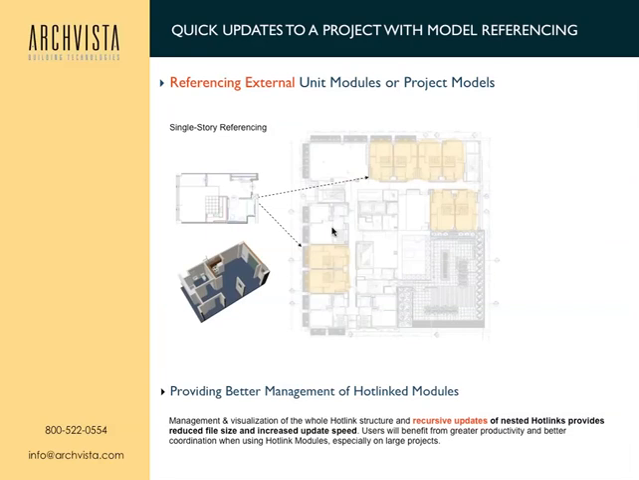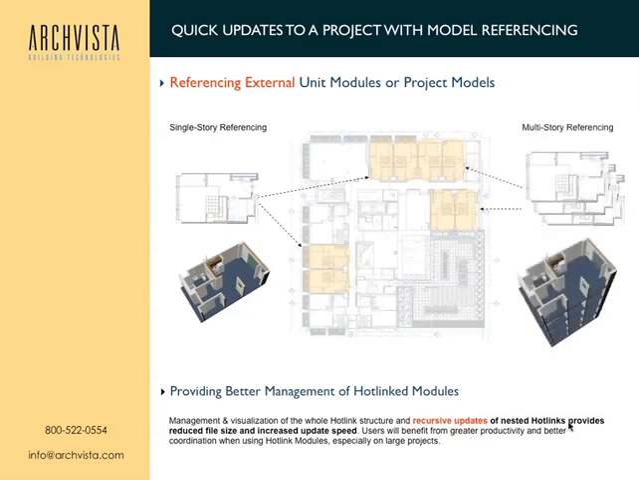Additionally, we have something in ArchiCAD called model referencing. This allows us to reference unit modules or project models. For example, if you've got a multifamily project with unit A repeated 20 times, you could develop that as a single story reference and reference that through the project. You could also develop it as a multi-story reference. Any change I make to either one is going to update all the linked references. So I only update it once, and it updates throughout the model.